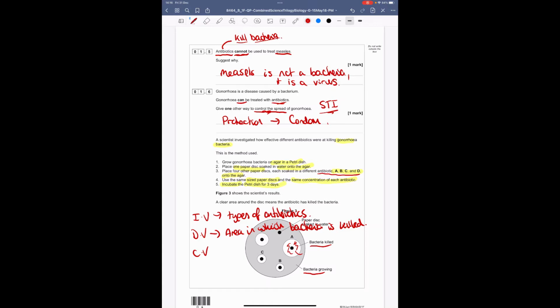And then they have given us some details in the method of things they've done to keep it the same, or keep control variables the same, because you only ever change one thing. So things they have controlled is the same paper discs, same size of them, and the same concentration of each antibiotic, and they incubated all of them for 3 days. So these are the control variables, and the reason we use control variables is to ensure we get a really accurate result.